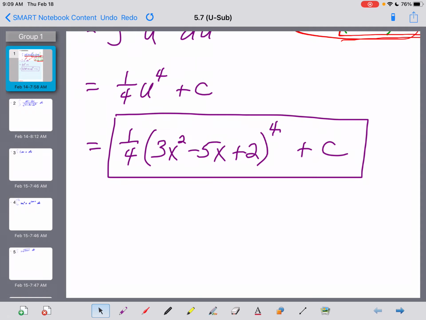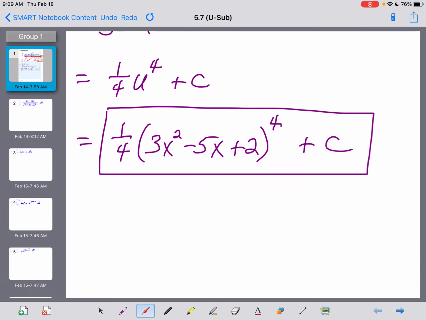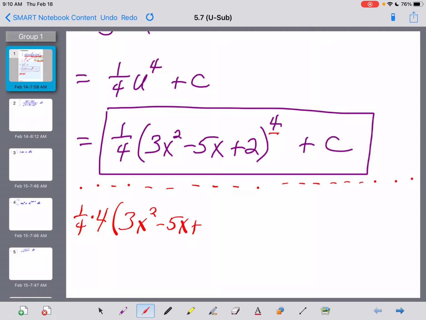Okay, we can test this answer now, you guys, by taking the derivative of our answer and making sure that it equals the original integrand. So that derivative would be a 1/4 out in front. Then we multiply this exponent down, so 1/4 times 4. The base stays the same, so that's going to be 3x squared minus 5x plus 2.